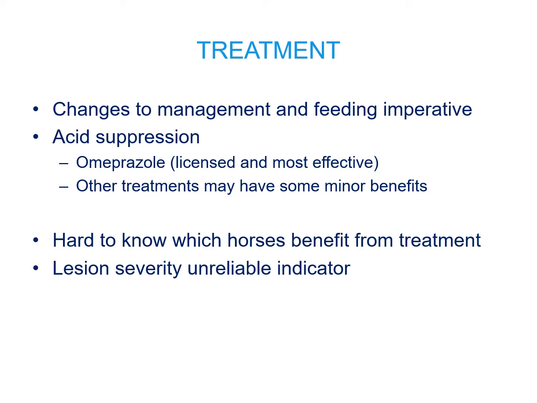Acid suppression is key. Typically we use omeprazole for that. There's an omeprazole paste, or a number of forms of omeprazole paste, that are licensed and are effective for acid suppression. There are some other treatments that people use alongside that may have some benefits for the treatment of squamous disease. For glandular disease, the approach is slightly different. One of the biggest challenges we face, though, is knowing which horses benefit from treatment. The severity of the lesions gives us some indication of which horses require treatment, but it's not always that reliable. There are some horses that have quite mild-looking lesions that are quite badly affected.